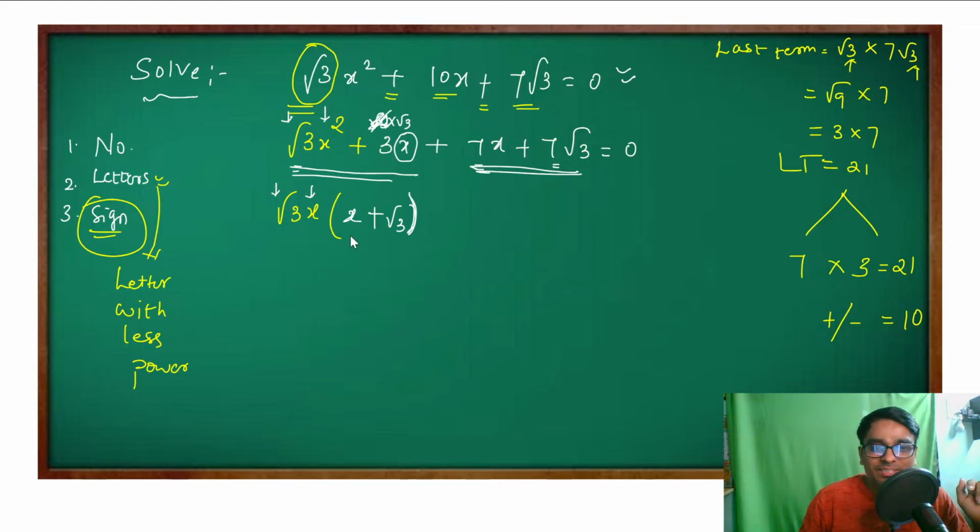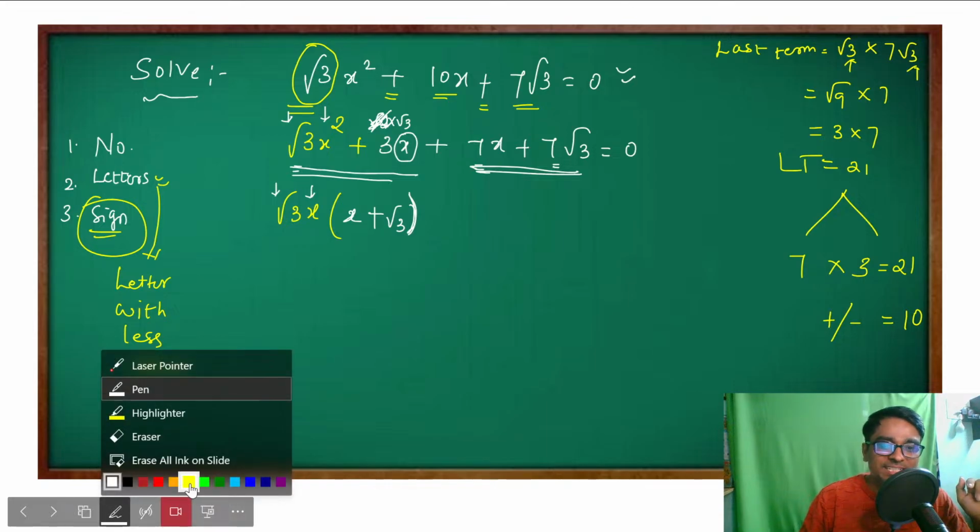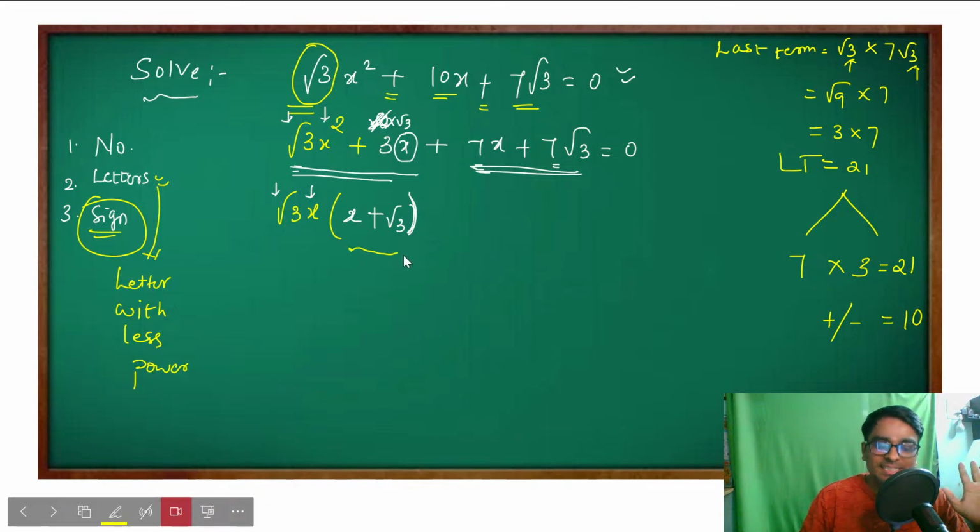Come here now. The first step of taking common from the first group is very easy for students. They will struggle in the second grouping. Now for the second grouping, repeat this bracket, exactly this bracket, just below this group.